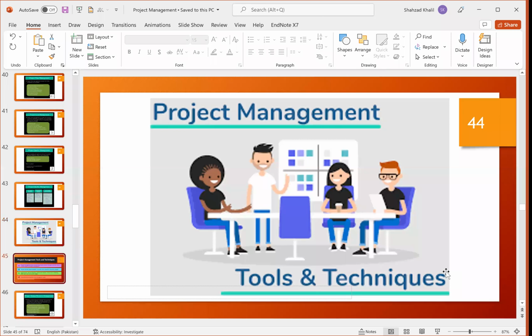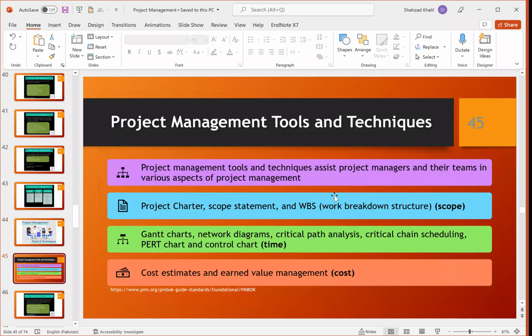Project management tools and techniques assist project managers and their teams in various aspects of project management. Project charter, scope statement, and WBS, work breakdown structure, define the scope of the project. Then the Gantt chart, network diagrams, critical path analysis, critical chain scheduling, PERT chart, and control chart are for time. And then the cost estimates and earned value management cover the cost aspect. These are the different tools and techniques used for project management.